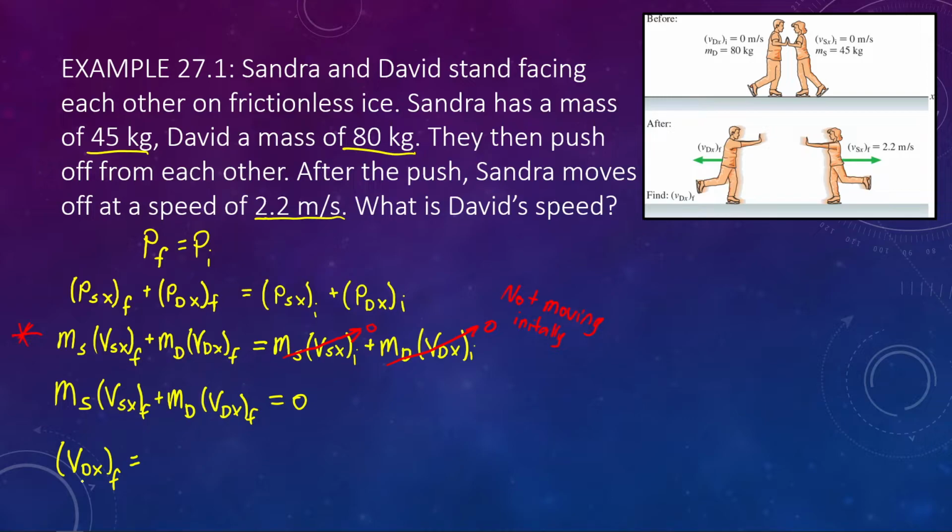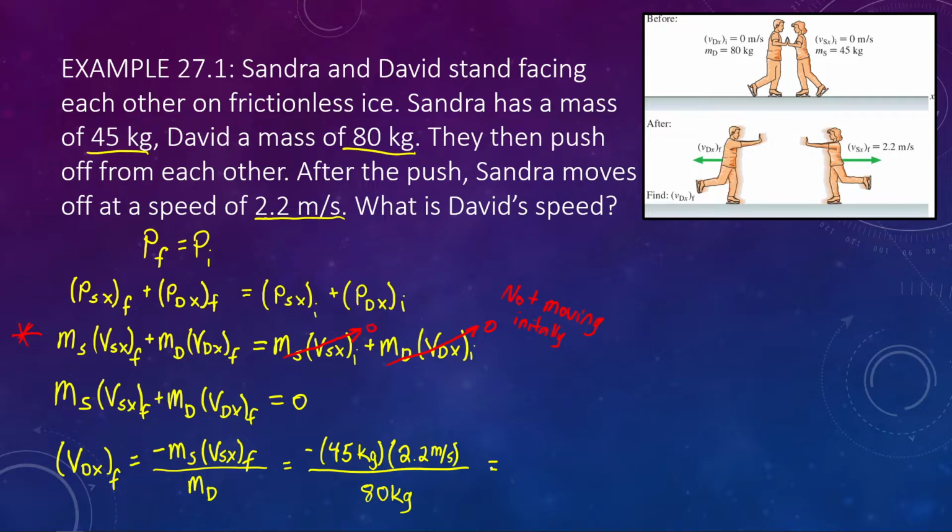We have negative, because we're subtracting the s term over, ms vsx final, divided by mass of David. So if we plug everything in now, we have negative the mass of Sandra, which is 45 kilograms, times the velocity of Sandra, which is 2.2 meters per second, divided by David's mass of 80 kilograms.